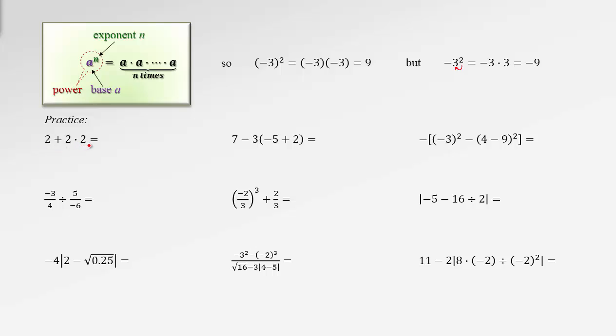According to the order of operations, we're supposed to multiply first and then add 2. So we end up with 2 plus 4, which is 6.